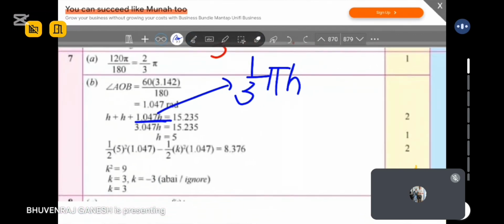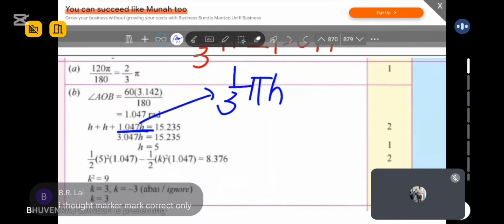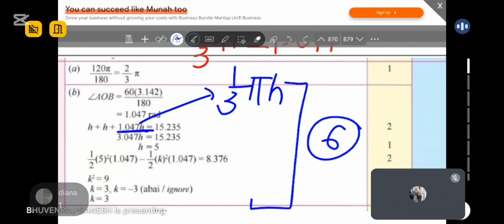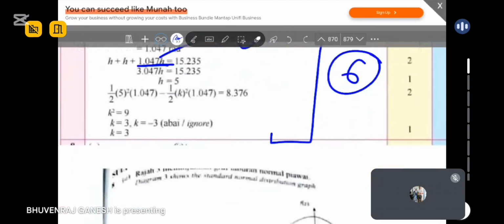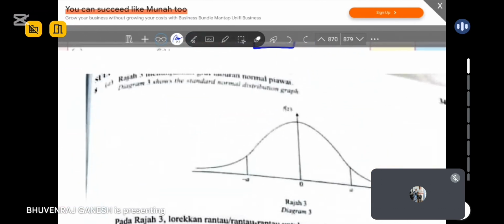Question 7, 1 or 2? Easy, right? Very simple, right? Guys, you do this whole thing and you get 6 marks. 6 marks, guys. So short. 6 marks, just like that. So actually it's not that hard.